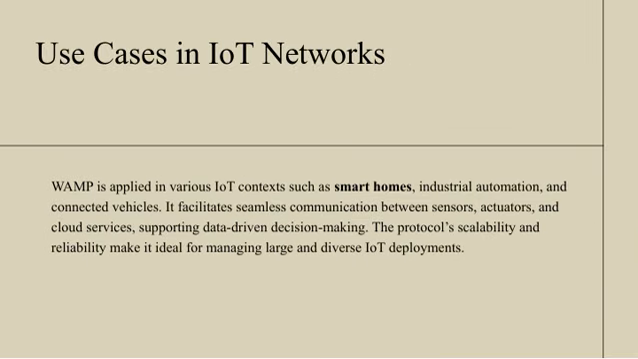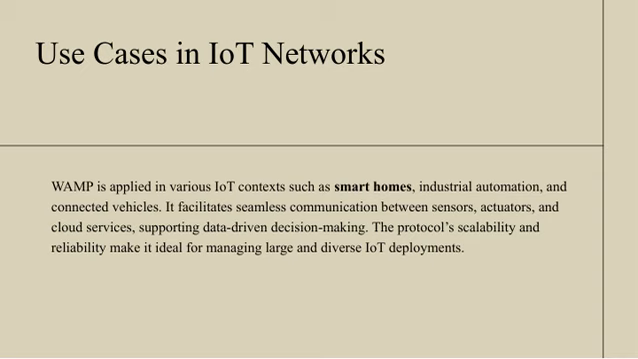Now, let's look at some of the key use cases for WAMP in IoT networks. As you can see, WAMP is actually applied in a variety of contexts, including smart homes, industrial automation, and even connected vehicles. What makes it so versatile is its ability to facilitate seamless communication between different components like sensors, actuators, and cloud services. This smooth data exchange is crucial for making informed, data-driven decisions in real time.